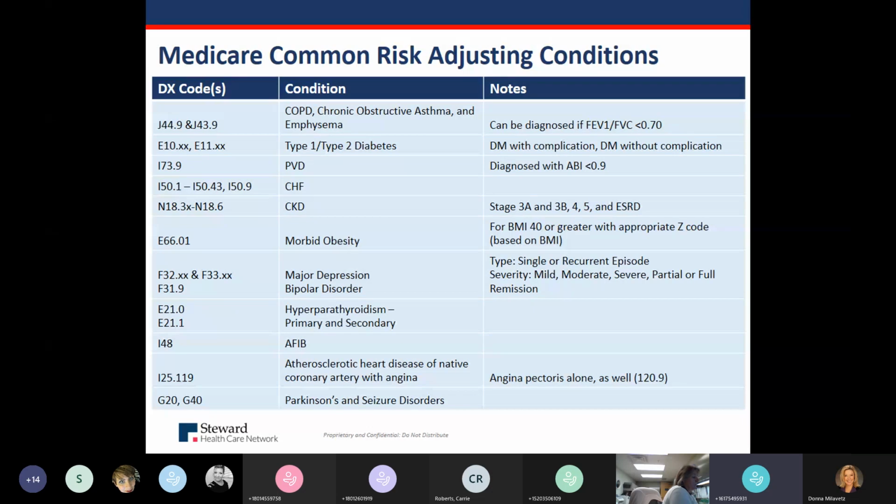And we have a one-pager that's going out to all providers and staff. I know it went out to providers last week, I believe, or the beginning of this week. So more information on that. And morbid obesity and major depression are 2 of the most common conditions that are not being captured or recaptured on a yearly basis. Next slide.